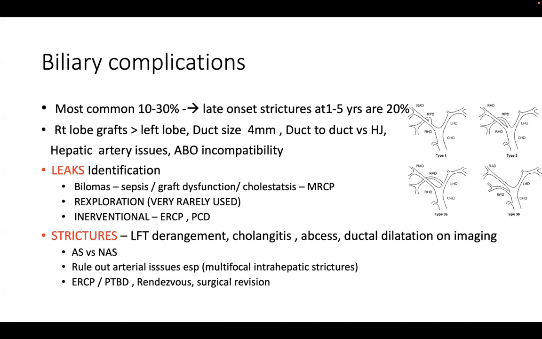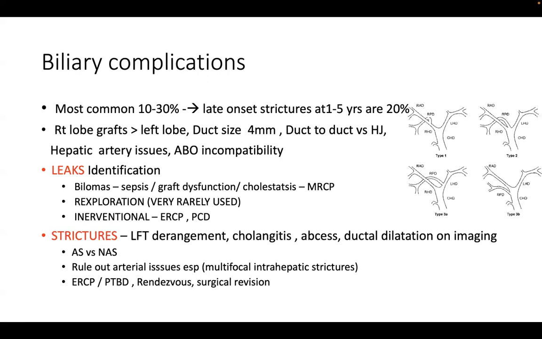Sometimes the decision making is difficult. We're not sure whether we're dealing with biliary obstruction. Sometimes we might have to do a liver biopsy to look for large duct obstruction and rule out rejection before we intervene. So when you have strictures, you have to differentiate between anastomotic strictures, which are usually at the site of the anastomosis, short segment, with good prognosis, and non-anastomotic strictures, which are higher up, long segment, and multiple. These are usually associated with arterial issues, and they have a poor prognosis.